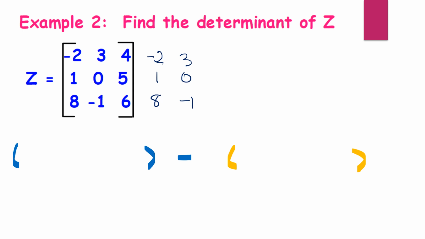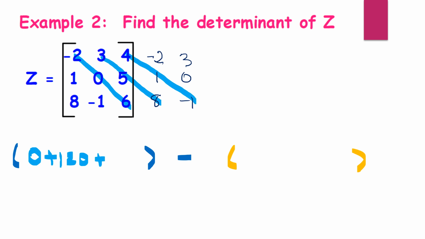So my down diagonals, whoopsies, I forgot to highlight. I love when I have zeros in here. It makes it so much easier to multiply. -2 times 0 times 6. Anytime I see a 0, I just write a big fat 0. Cool. 3 times 5 times 8. So 8 times 5 is 40. 40 times 3 would be 120 plus. And then our last one, 4 times 1 is 4, times a -1 is a -4.